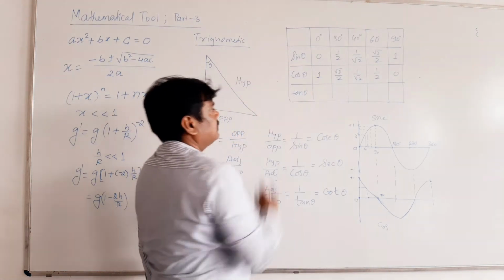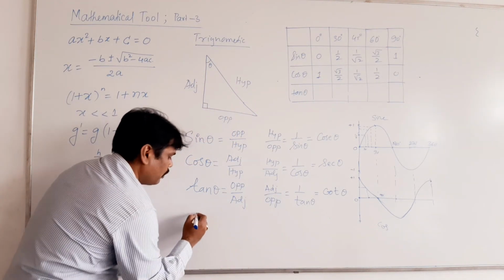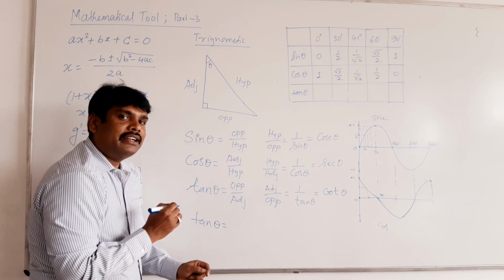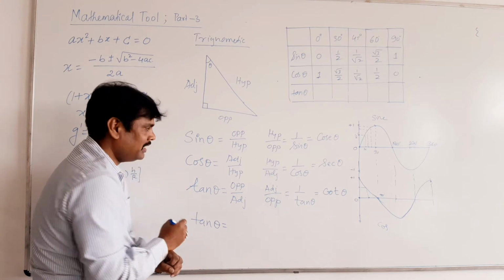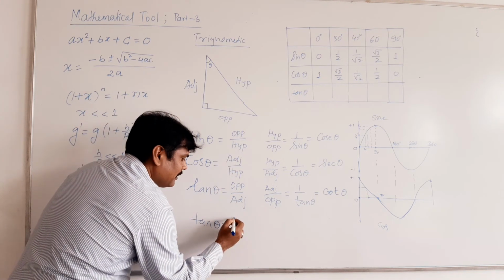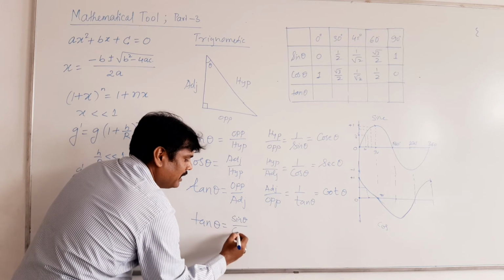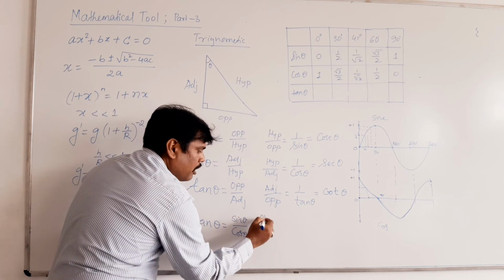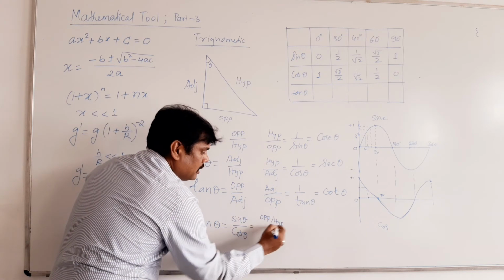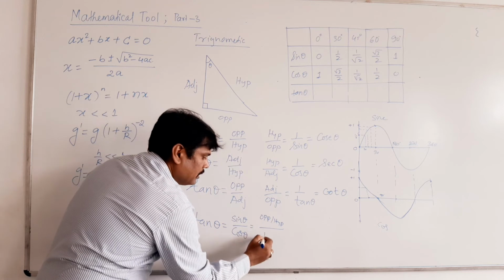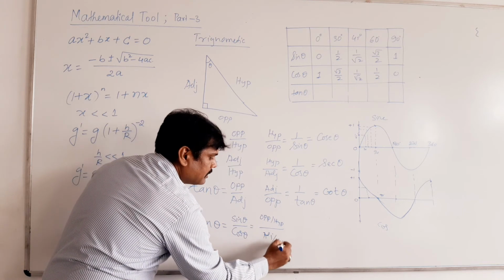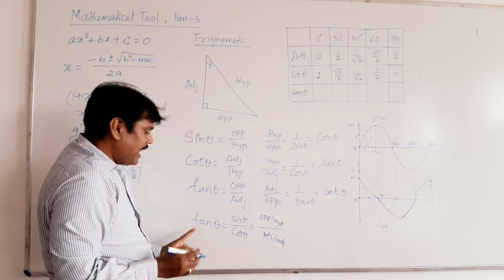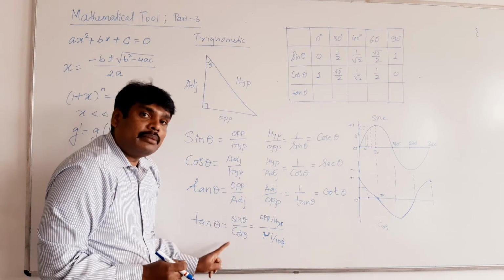Next, what is tan theta? I will tell one more formula: tan theta is equal to sin theta divided by cos theta. See, sin theta is opposite side by hypotenuse, whole divided by cos theta, which is adjacent side divided by hypotenuse. Hypotenuse gets cancelled. So what are we getting? Opposite by adjacent. It means tan theta can also be written as sin theta by cos theta.